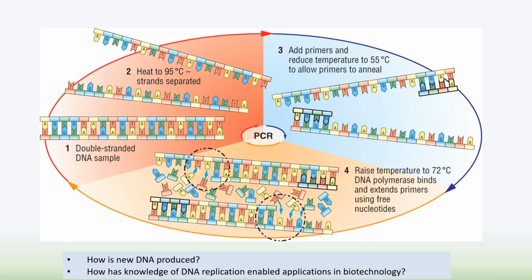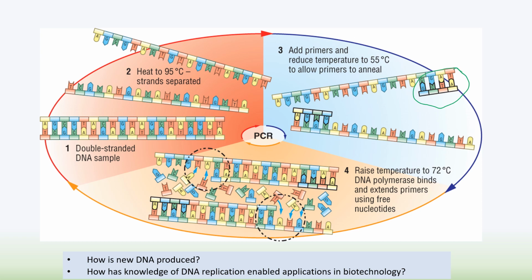So let's have a look at the basic process. We start here at number 1. We have a double stranded DNA sample. We heat that up to about 95 degrees C, which causes the hydrogen bonds to break and the 2 strands separate. We then add something called a primer. You can see the primer here. The reason we add a primer is because DNA polymerase, the enzyme that's going to attach all the remaining bases, needs a double strand to start on.